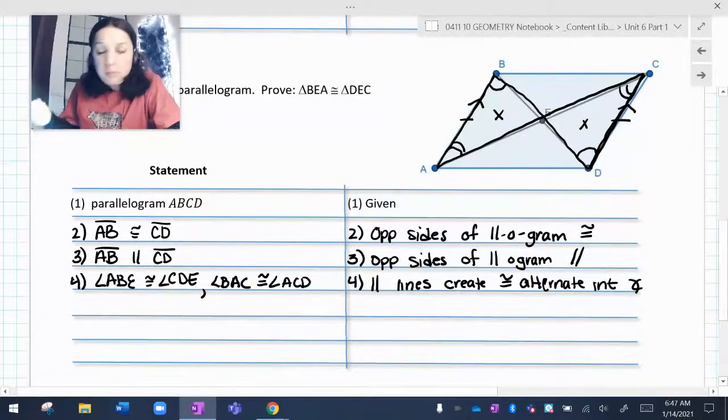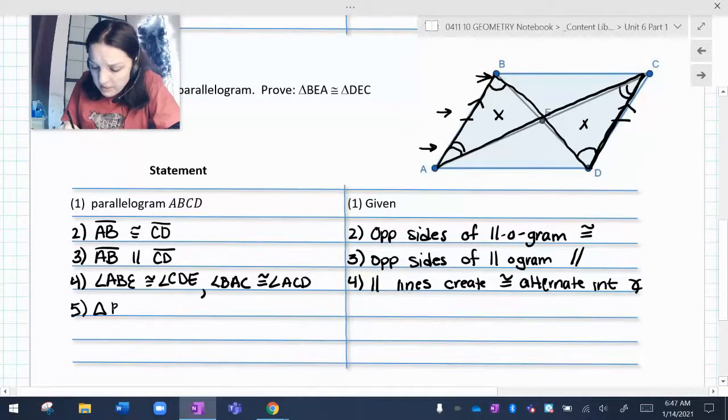And then when I look at my picture, I realize I have 2 angles and the side in between. I have ASA. So for step 5, I'm going to now say that BEA is congruent to DEC by ASA.